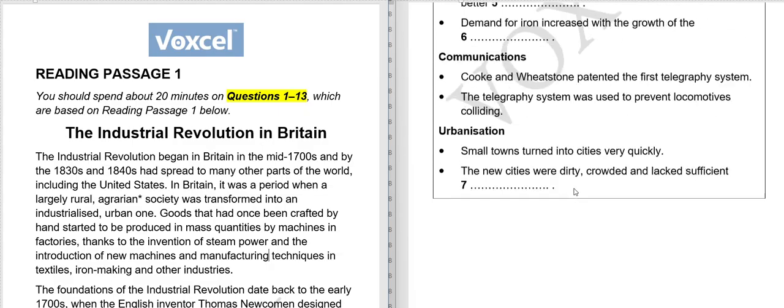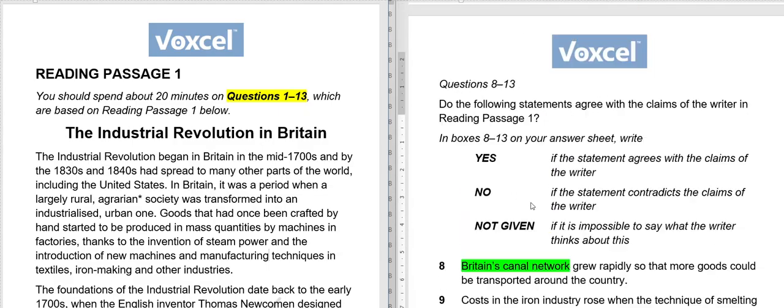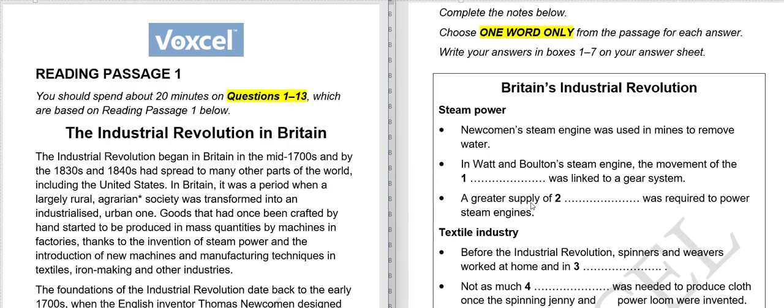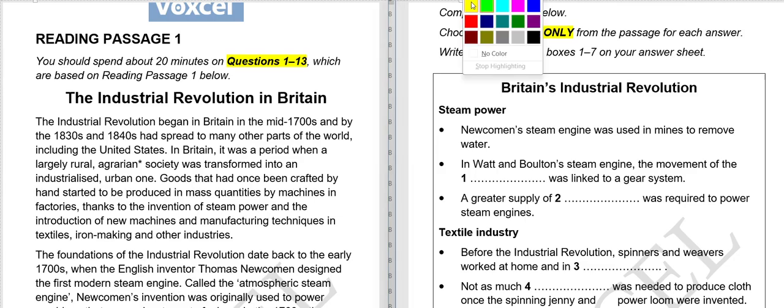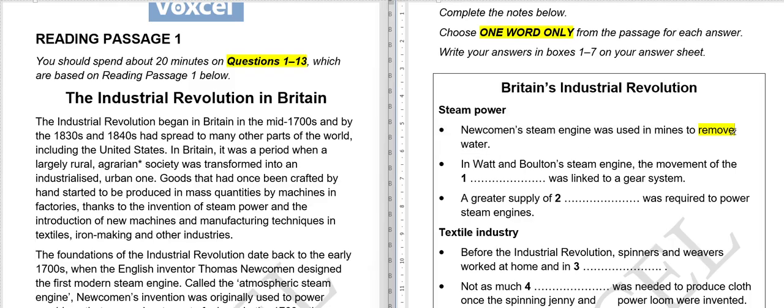Okay, what we do or don't do will depend on the reading passage. So the first question: Britain's industrial revolution, steam power, new comments, steam engine was used in mines to remove water. Here the information is given that it was used in mines to remove water. So this particular engine was used to remove water. Wherever this is written, our answer will be after that.